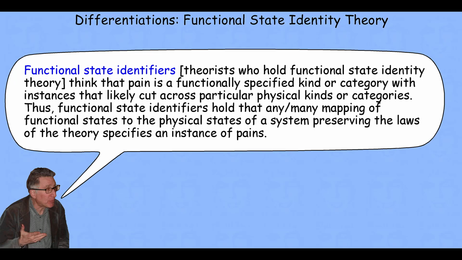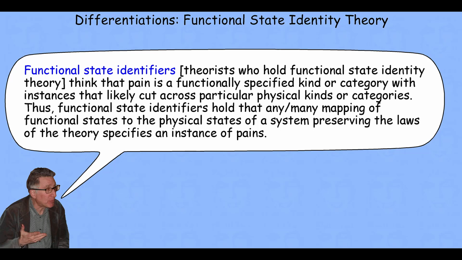Functional state identifiers, what he refers to as functional state identity theory, think that pain and any mental state is going to be a functionally specified kind or category, with instances that likely cut across particular physical kinds or categories. Thus, functional state identifiers are going to hold that any or many mappings of functional states to physical states of a system that preserve the laws of that psychological theory are going to specify instances of a particular mental state, like pain.